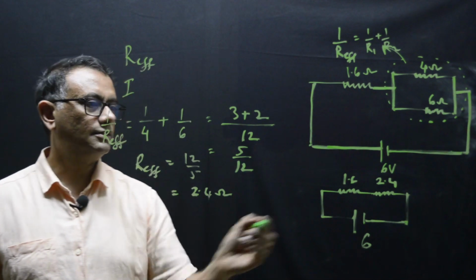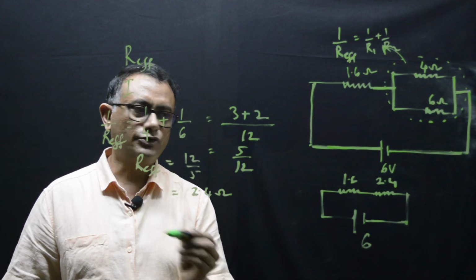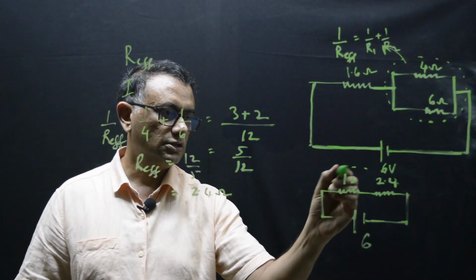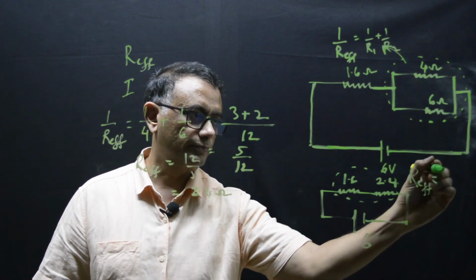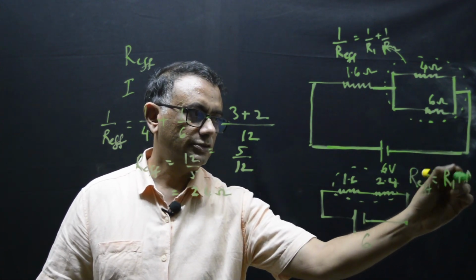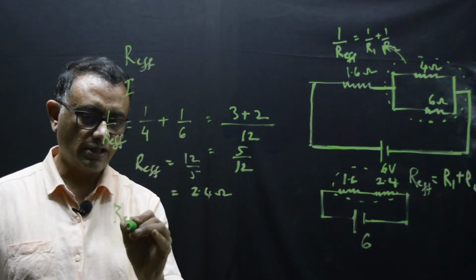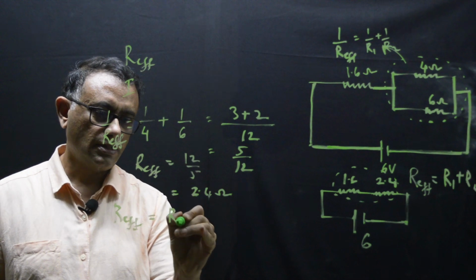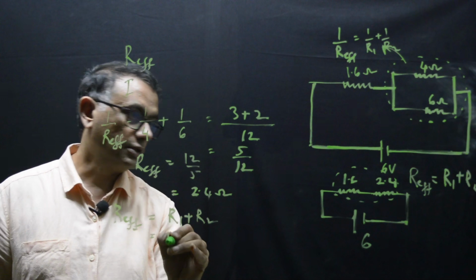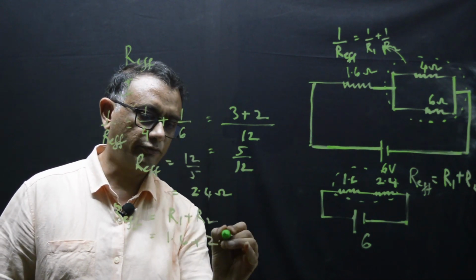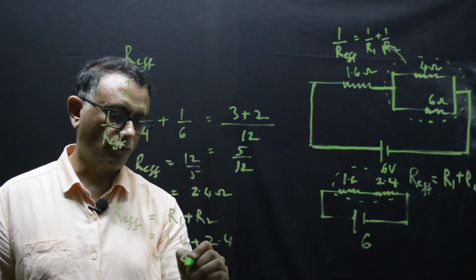Now we see that the 1.6 and 2.4 ohm resistances are in series. So we use the formula for the series block. Series block is nothing but R effective is R1 plus R2. So R1 plus R2 is 1.6 plus 2.4. We will write it down. R effective is R1 plus R2, which is 1.6 plus 2.4, which is 4 ohms.